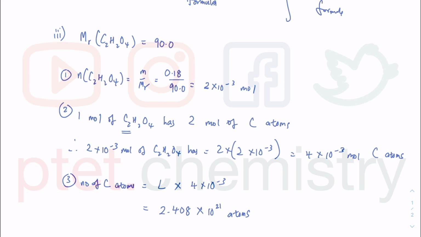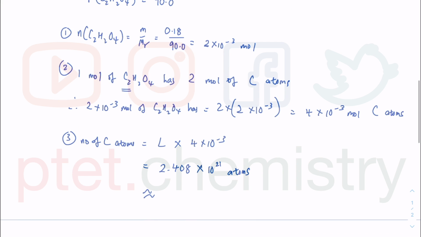But looking at the data given, it was 0.18, so it was one significant figure and two significant figure. I think it is appropriate for me to write down my final answer to two significant figures based on the 0.18 gram, which was two significant figures. So that should be my final answer there. Okay.